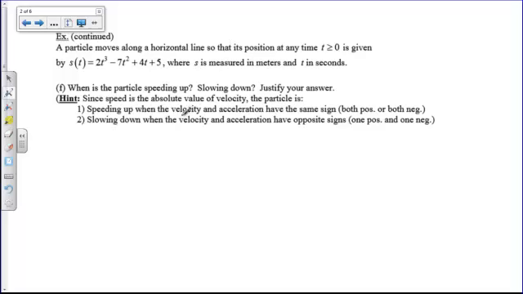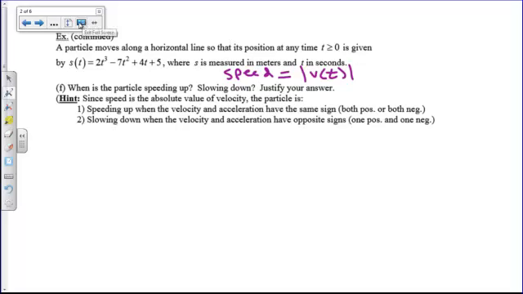Okay, so now we're going to talk about speed. Speed is the absolute value of velocity, and it's always going to be positive. And we want to know when a particle is speeding up, slowing down, and this hint tells you exactly how to do this. You're going to be speeding up when your velocity and acceleration have the same sign, and you're going to be slowing down when the velocity and acceleration have opposite signs.